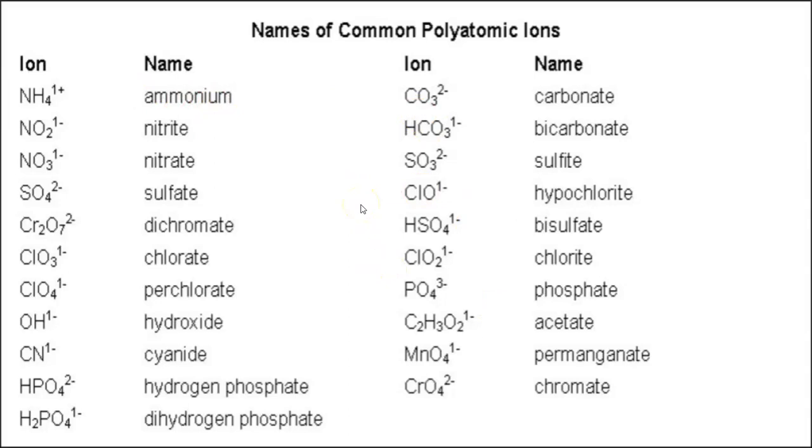Now, a polyatomic ion is present if there's more than two different types of elements. So if there's 3 or 4 different types of elements, we know there's going to be a polyatomic ion present somewhere.